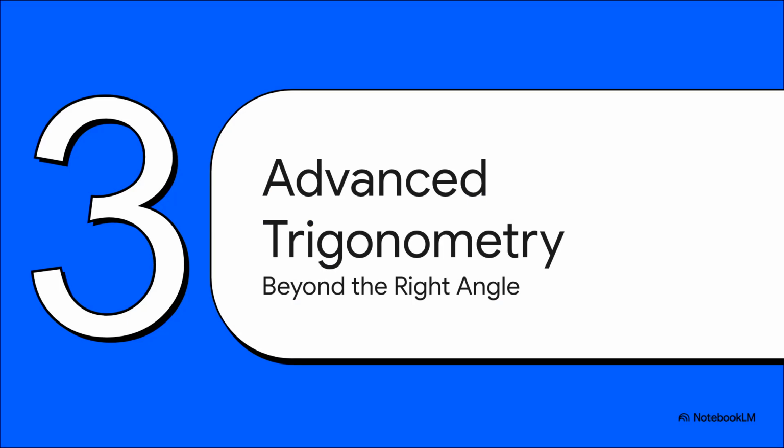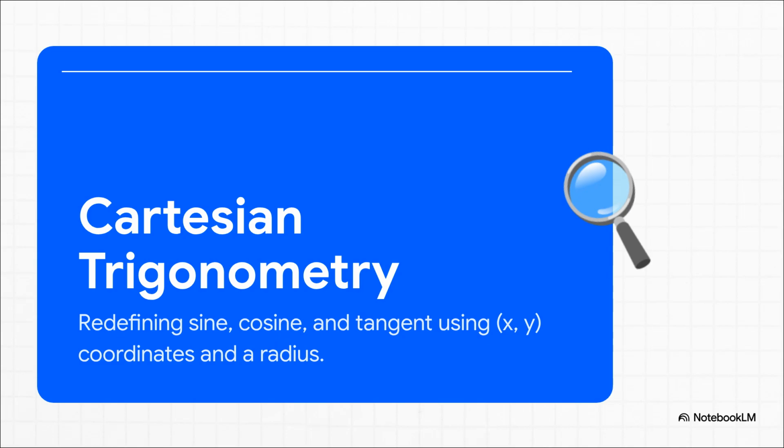Section 3. Advanced Cartesian trigonometry, beyond the right angle. All right, expanding our architect's toolkit even further, we're shifting our focus from basic flat shapes into a much wider 360-degree spatial realm. The crucial takeaway here is that we've broken out of the confines of simple right-angled triangles. By redefining sine, cosine, and tangent using x and y coordinates alongside a radius within the Cartesian plane, we can mathematically map absolutely any angle. We're no longer limited to triangles drawn on a flat sheet of paper. We are navigating a fully continuous mathematical space.